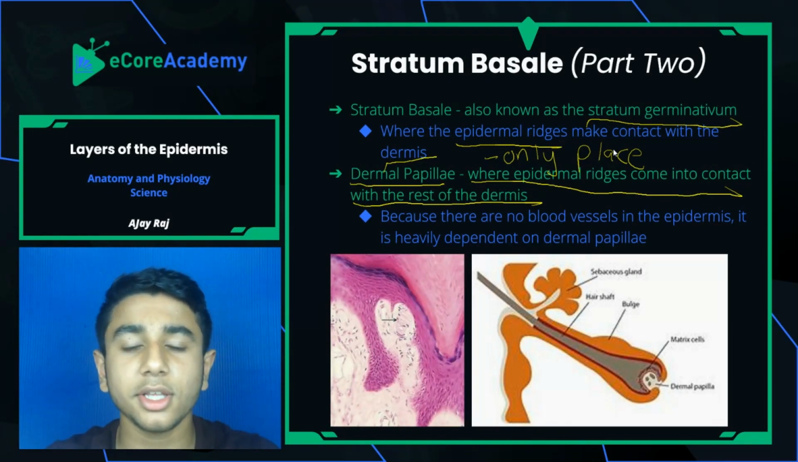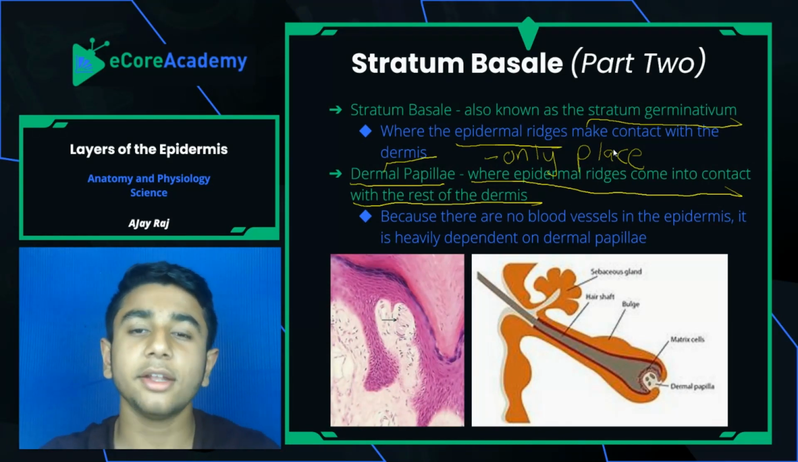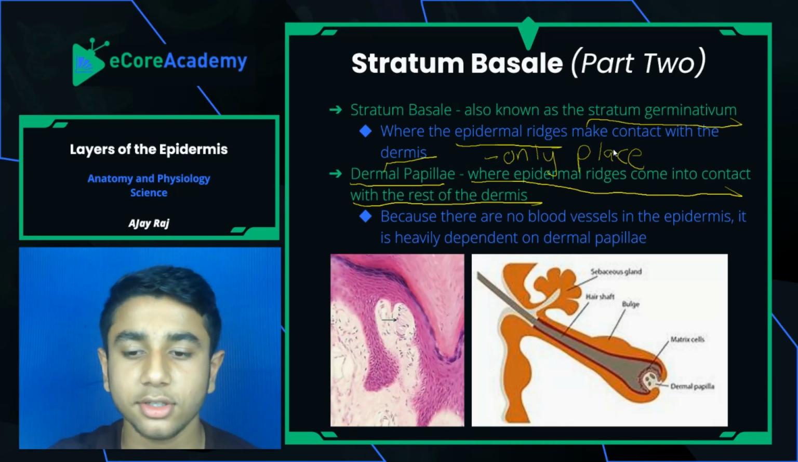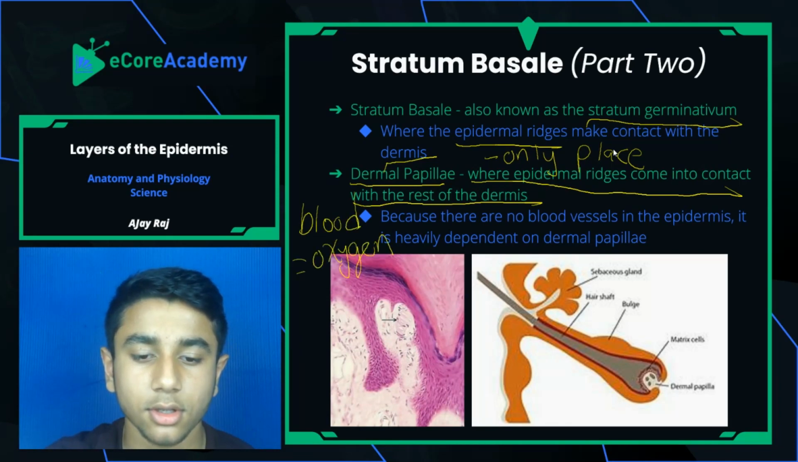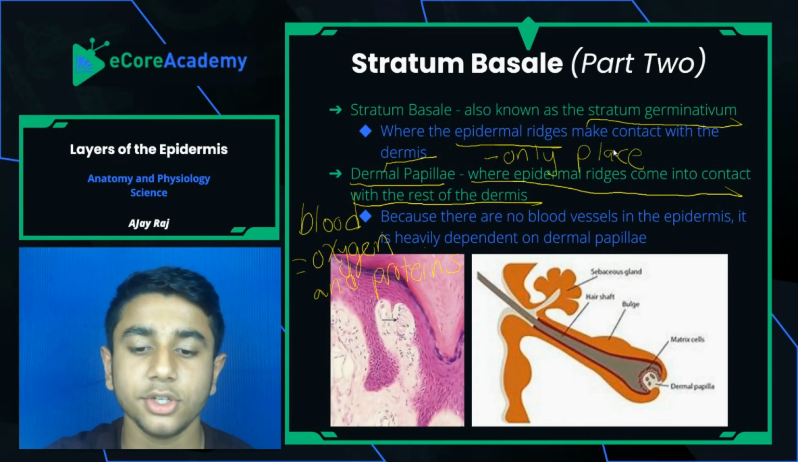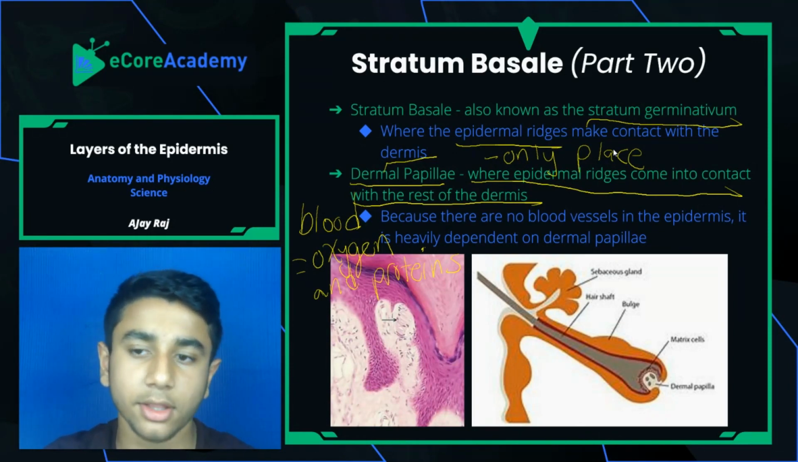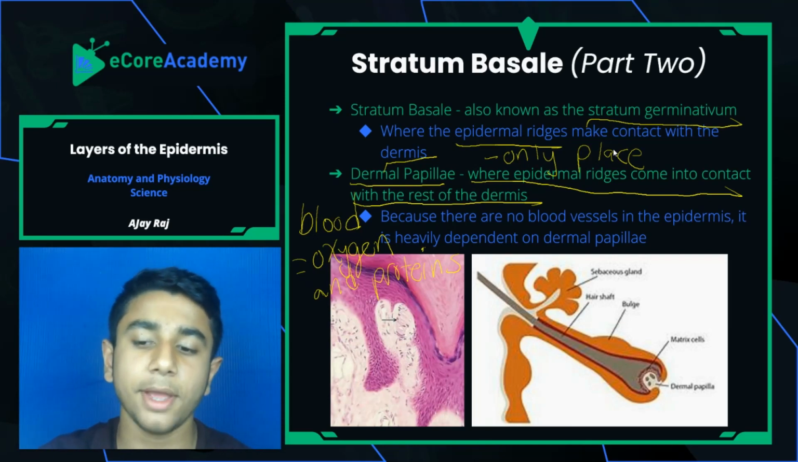Because what blood and red blood cells do is transport minerals and oxygen. So I'll just write that here: blood equals oxygen and proteins. And that is essential for any sort of tissue existing in the body. But because there are no blood vessels in the epidermis, there is no constant blood flow or production of blood directly within the epidermis. So that means it's heavily dependent on the dermal papillae.